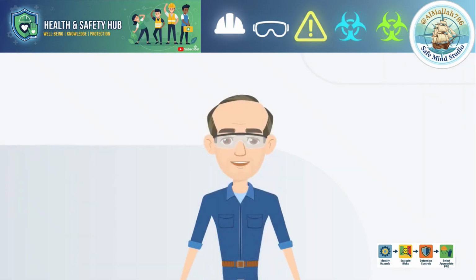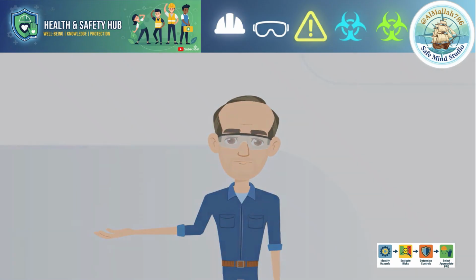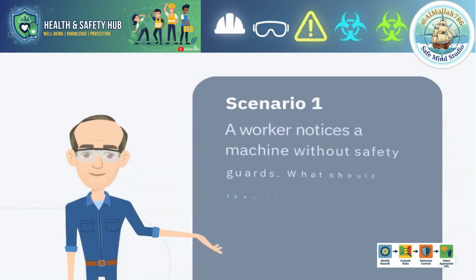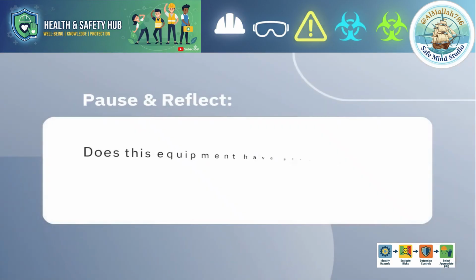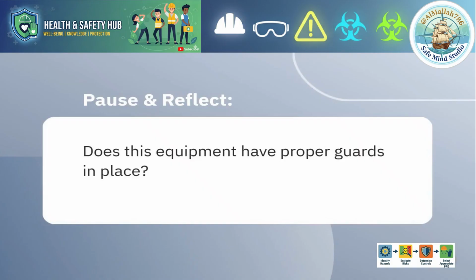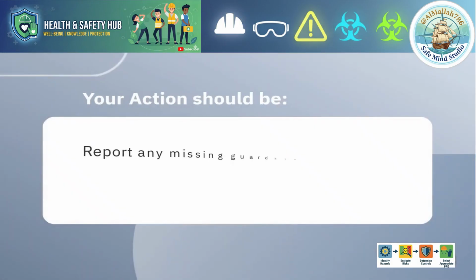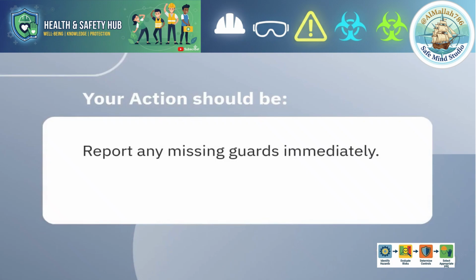Let's explore practical examples based on real-world scenarios. A worker notices a machine without safety guards. What should they do? Pause and reflect. Does this equipment have proper guards in place? Your action should be: report any missing guards immediately.